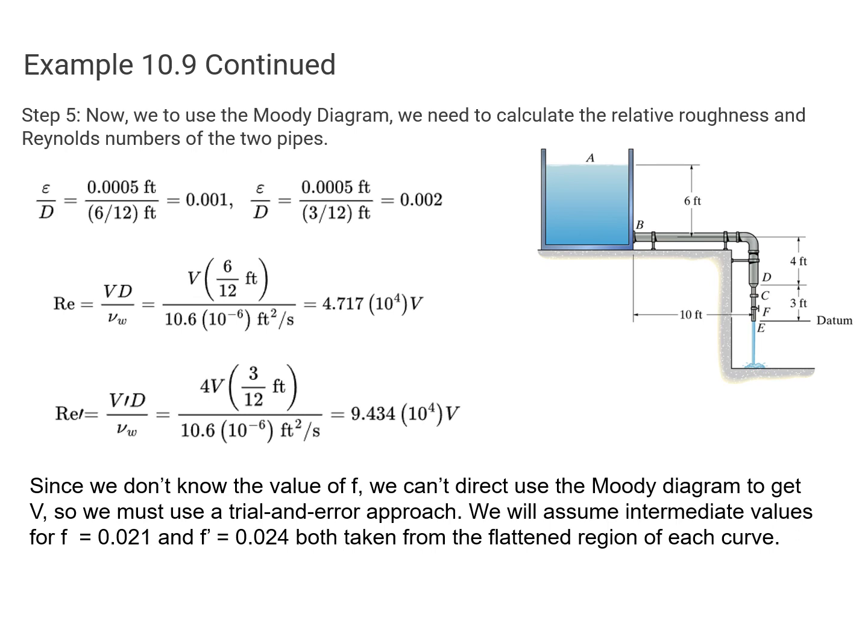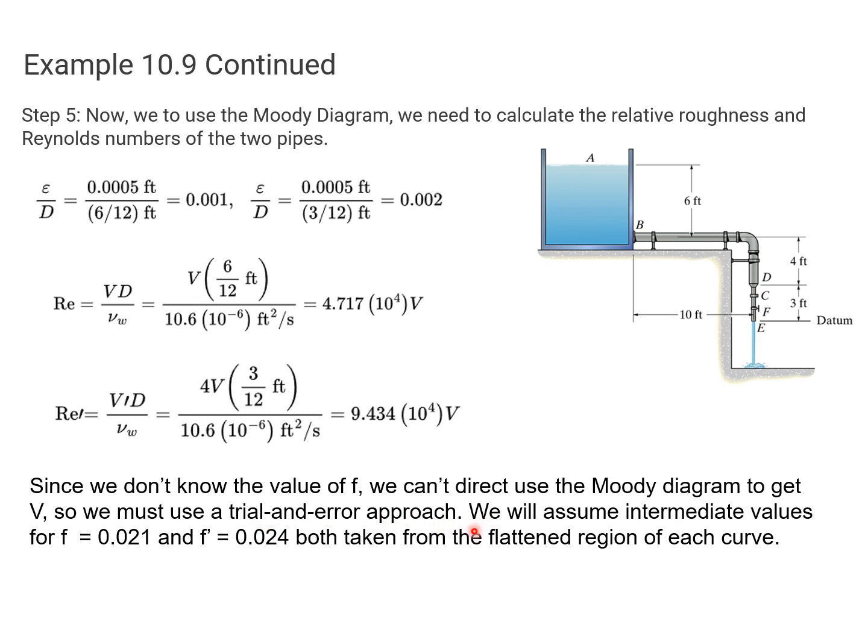So now we want to use the Moody diagram to calculate the relative roughness and the Reynolds numbers for the two pipes. So for the large pipe, we calculate the relative roughness of 0.001. And for the small pipe, it's 0.002. Somewhere we can calculate the Reynolds numbers. The only thing we don't know is V, right? But we can't directly use the Moody diagram to get V.